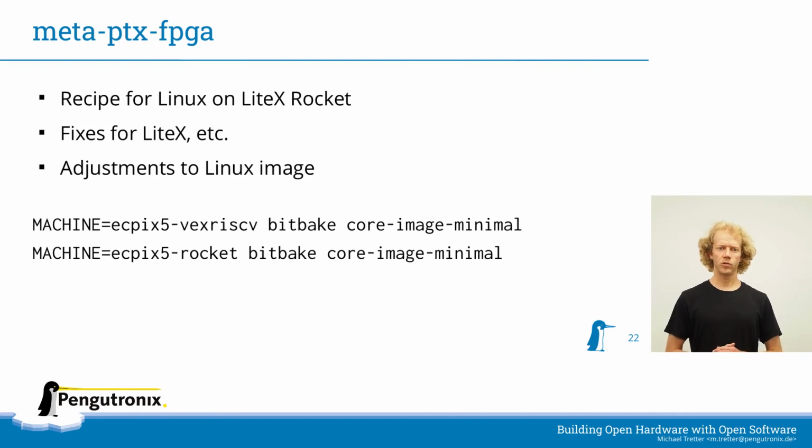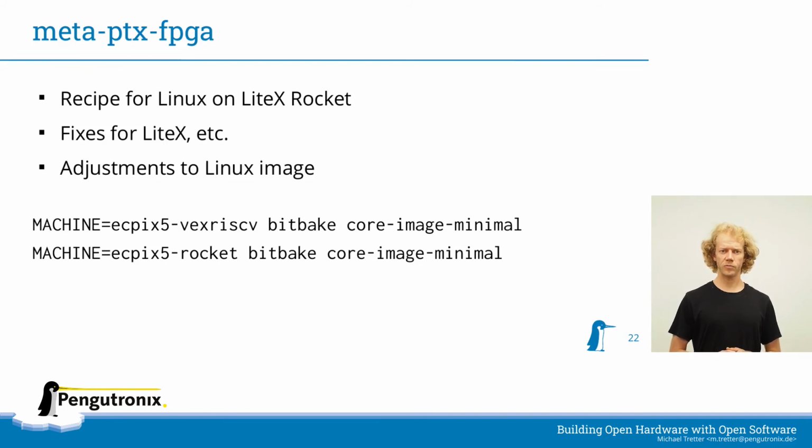In order to locally adjust the images and also add a new image for Linux on LiteX Rocket, we added another meta layer on top of meta-hdl, meta-ptx-fpga. We have a recipe that translates the instructions from the Linux on LiteX Rocket README into Yocto build instructions. It builds the bitstream in the Yocto environment. We also have a few fixes for LiteX in this meta layer, but we are planning to bring the fixes either to LiteX upstream or already have started to do so.